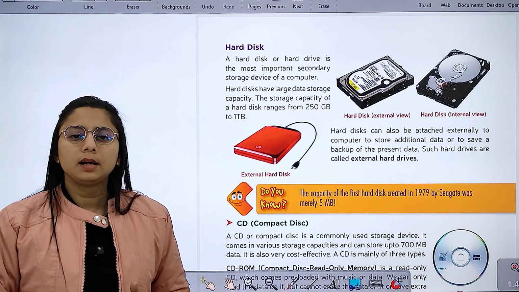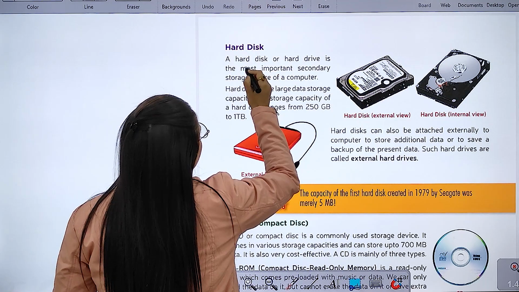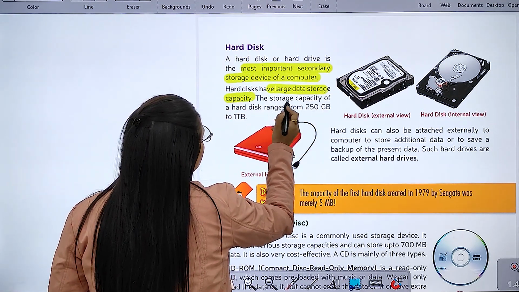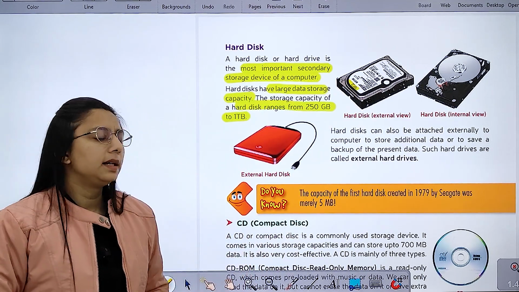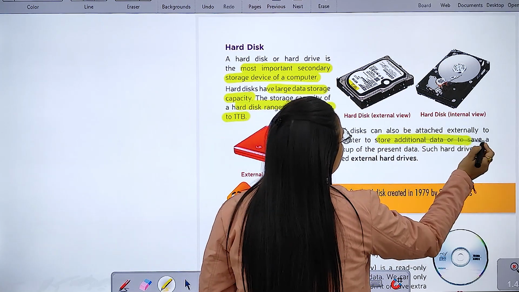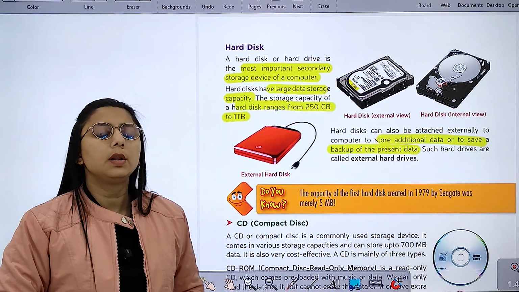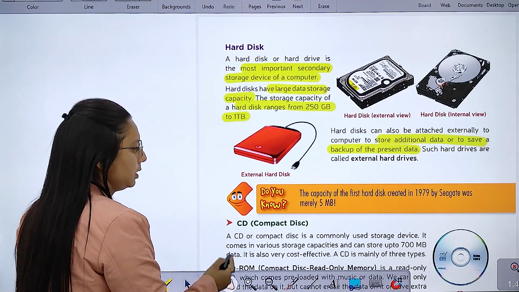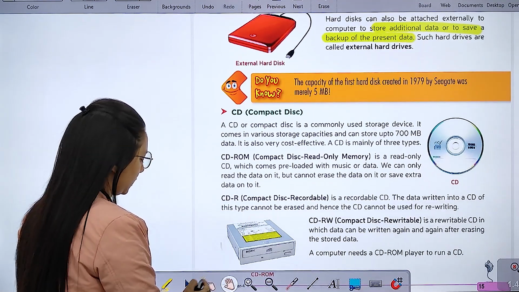Then we have the hard disk. This is your hard disk. It is the most important secondary storage device. It has a very large data storage capacity and it ranges from 250 GB to 1 TB. It can be attached externally to a computer to store additional data or to save a backup of the present data, and we call these external hard drives. The capacity was 5 MB when it was first created.